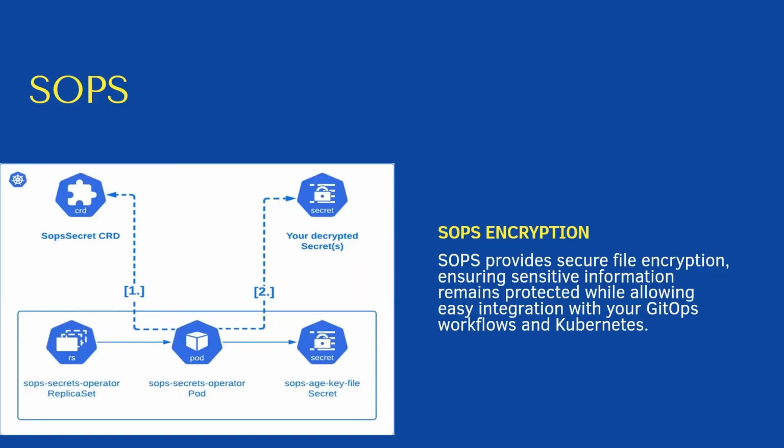The next one is SOPS. SOPS encrypts your secret values directly in YAML files using KMS, GPG keys, or any other cloud keys, and then you store the encrypted files in Git. Argo CD or Flux CD decrypts them and deploys. The benefits are it's Git native and it works well with Kustomize, but the problems are that you need to manage the key and you have to rotate it manually.